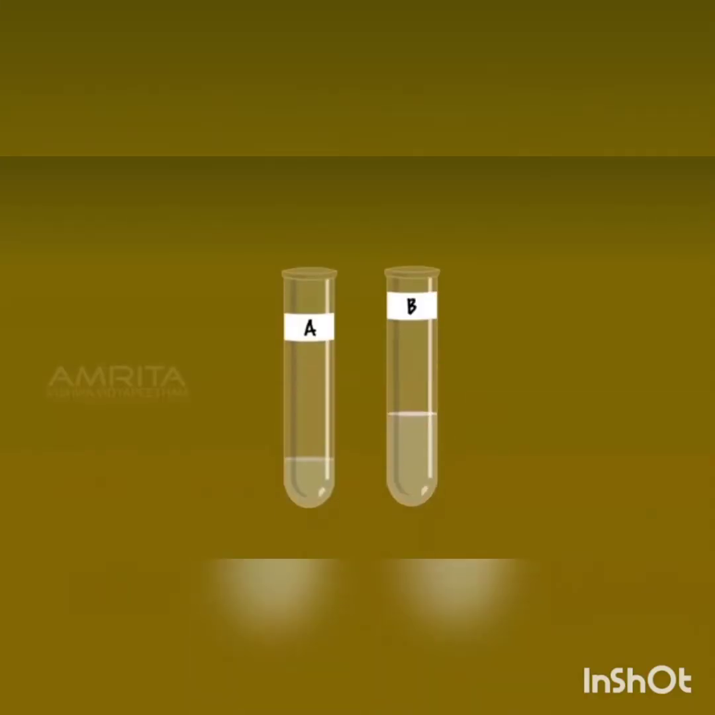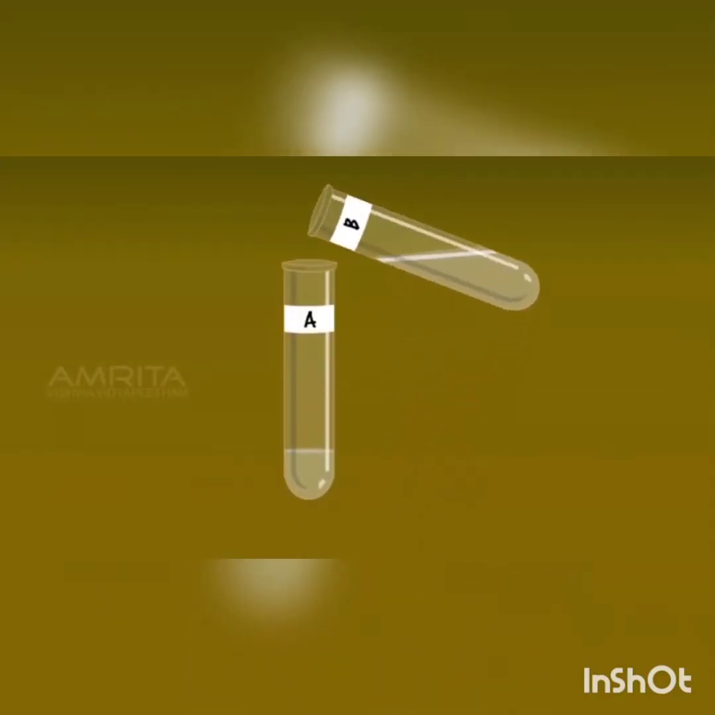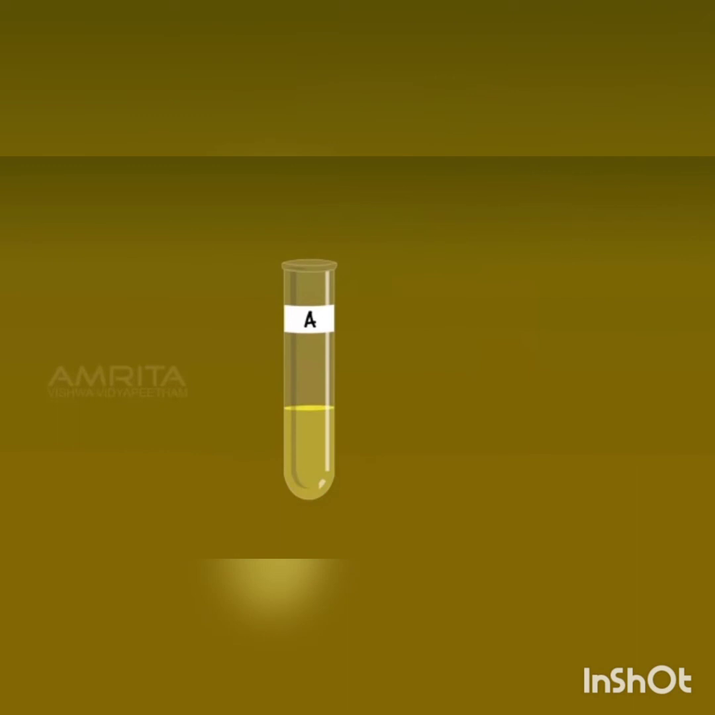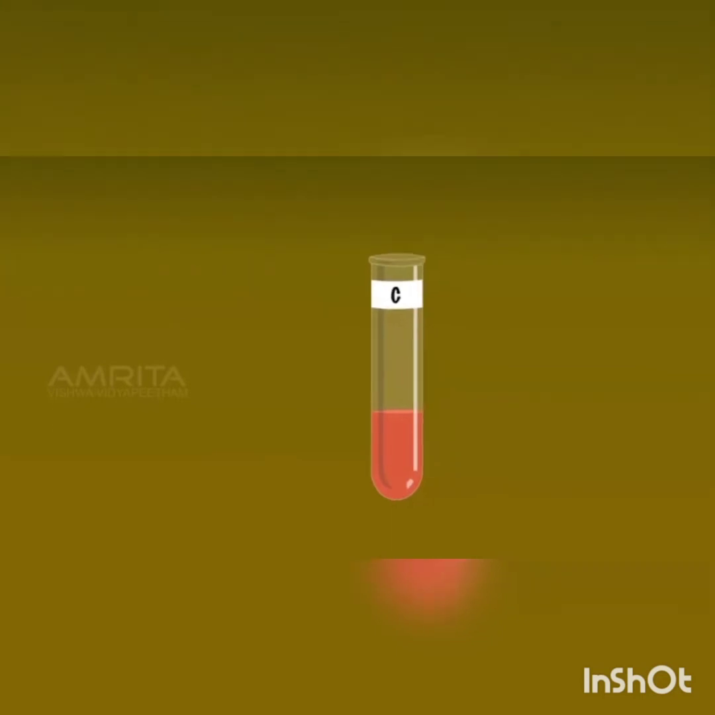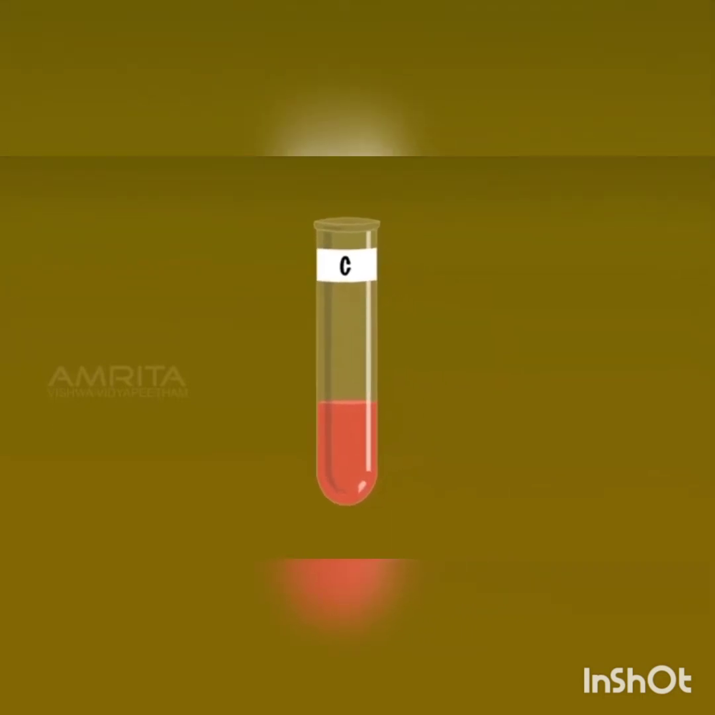Take the test tubes A and B. Add sodium nitrite solution into test tube A. Now add the resulting solution from test tube A to test tube C. Aromatic primary amine reacts with nitrous acid generated in situ by the reaction of sodium nitrite with HCl at 0 to 5 degrees Celsius to produce diazonium salt. This couples with beta-naphthol to give a scarlet red dye.